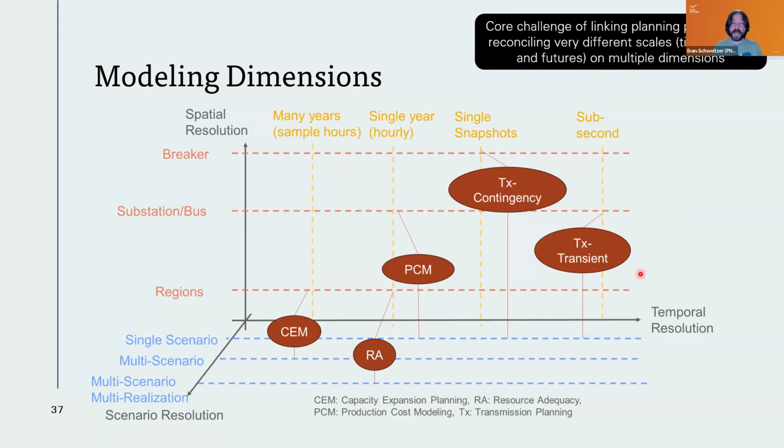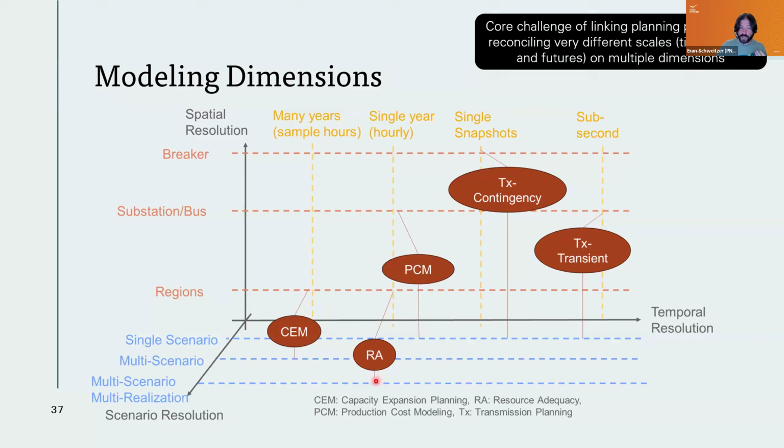So just to sort of wrap this up, we have our capacity expansion models. These are like the IRP type processes. They'll evaluate some scenarios, but they're operating at a fairly coarse spatial resolution of a region. And they are sort of sampling in time. Then you have your resource adequacy that is similarly coarse regions, but it expands on the scenarios, right?